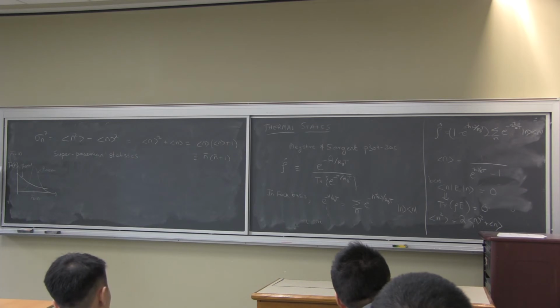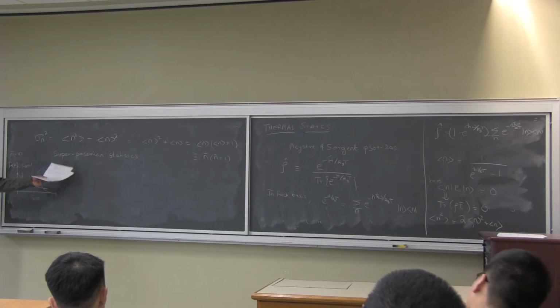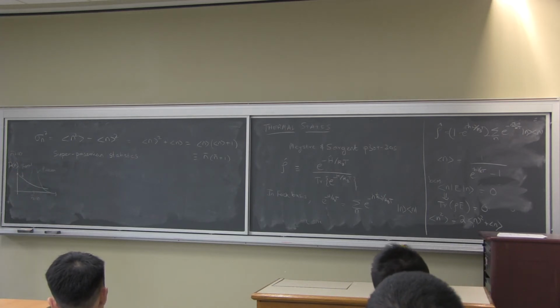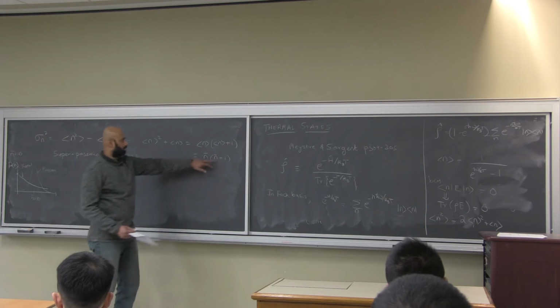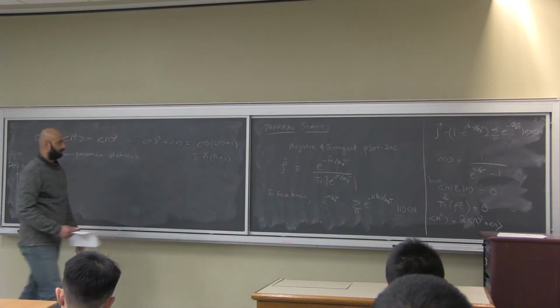So the peak value is at n equal to 0 for a thermal state. Okay, but what I'm saying is that the statistics, the spread sigma n squared, is greater than that for a Poisson distribution. Especially as n bar gets large, this is going to have a much bigger spread, because it goes as n bar squared. The dominant term here is this n bar squared over the n bar itself.